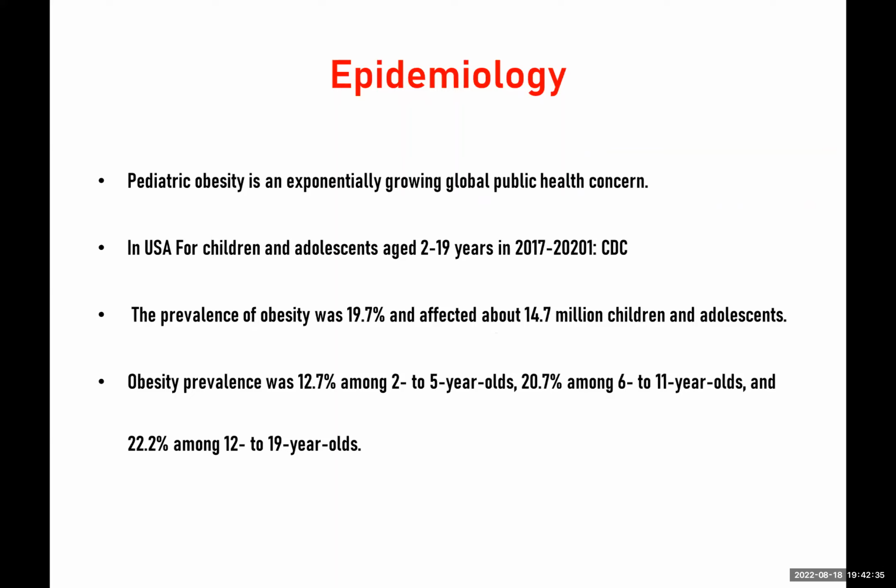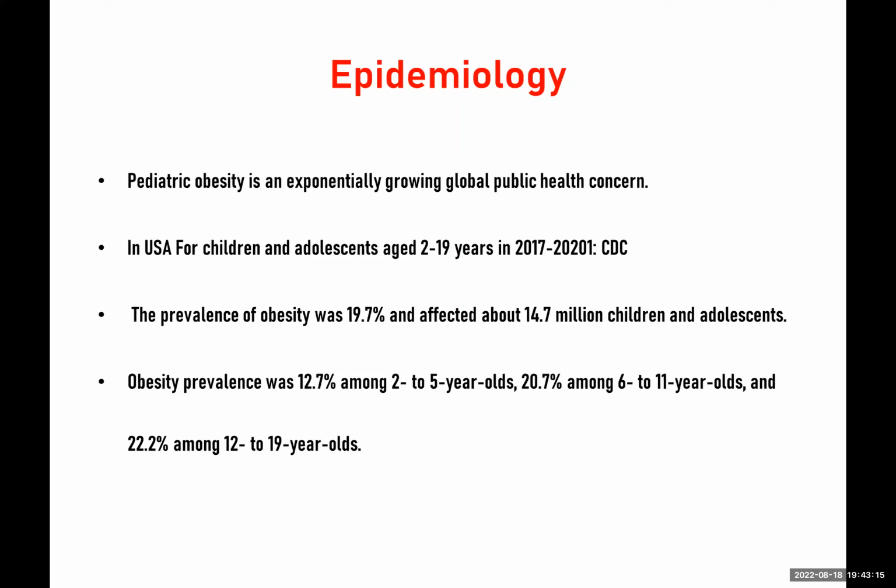So epidemiology: pediatric obesity is an exponentially growing global public health concern. In the United States, among children and adolescents aged 2 to 19 years in 2017 to 2021, according to CDC, the prevalence of obesity was 19.7% and it affected about 14.7 million children and adolescents. Obesity prevalence was 12.7% among 2 to 5 years old, 20.7% among 6 to 11 years, and almost 22.2% among 12 to 19 years. And you see very clearly that adolescents are more affected.